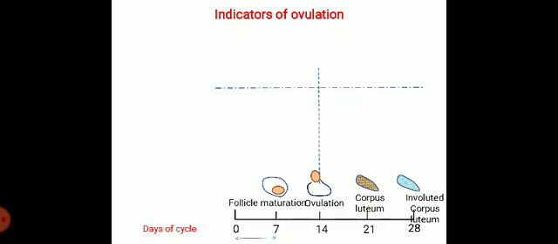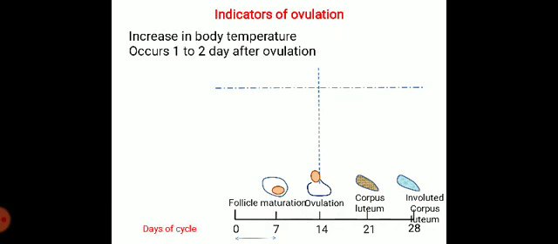Indications of ovulation: basal body temperature. The basal body temperature falls slightly just prior to ovulation and increases slightly after ovulation. Therefore, the time of ovulation can be determined by measuring the morning temperature from the rectum or the vagina for a few days during the mid period of the menstrual cycle.